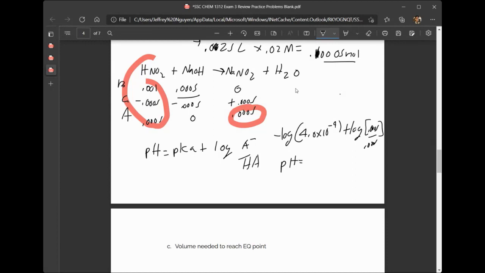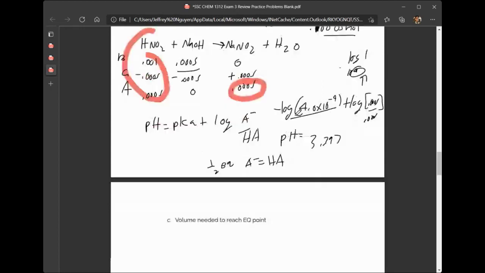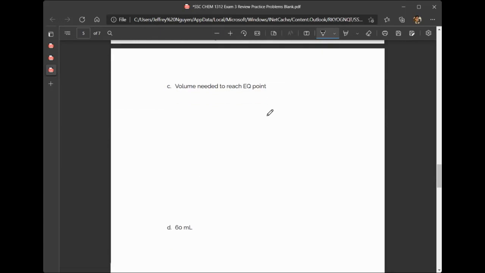So when we do that, notice how log of the number over the same number is just log of 1, which is just 0. So pH, therefore, is just the pKa value. Let me go ahead and just do the math real quick. So in this case, we are at the half equivalence point because A minus is equal to HA. Okay, cool. So let's go ahead and get started.